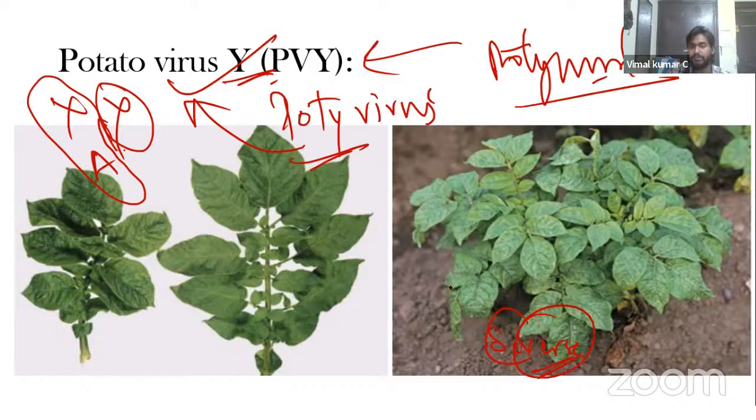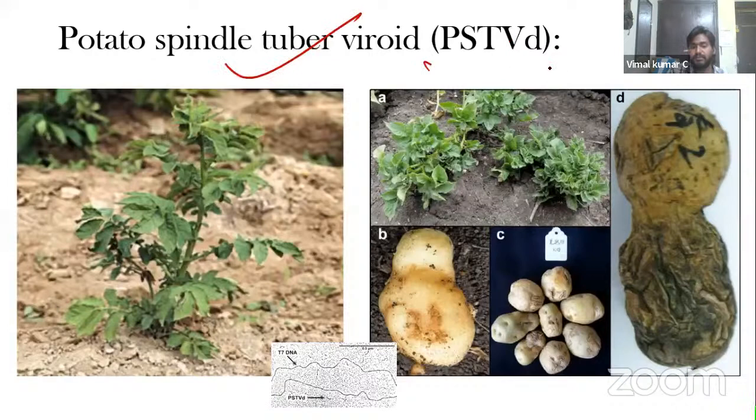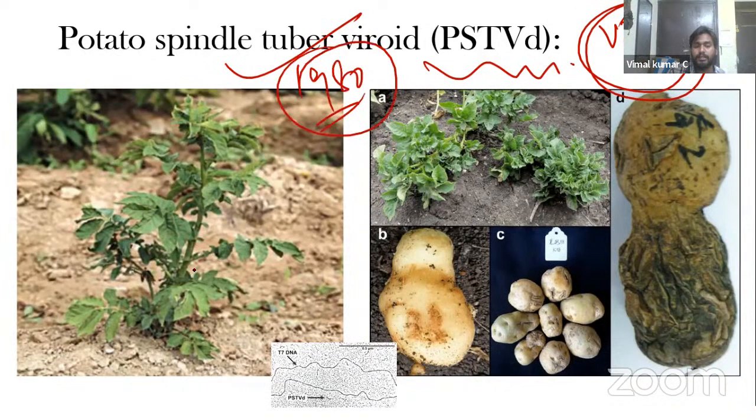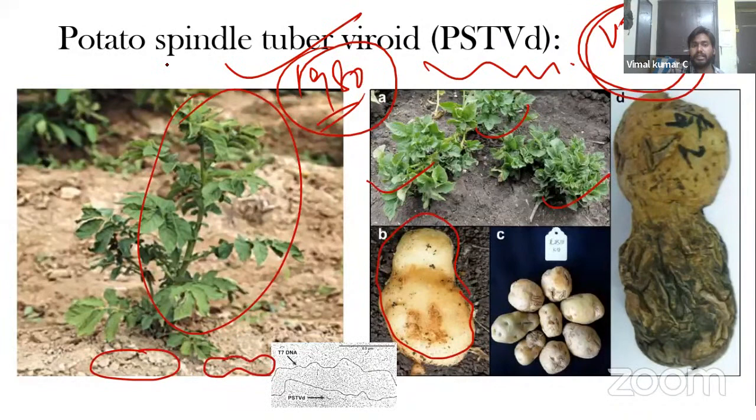Okay, then potato spindle tuber viroid, right? So this is a viroid disease, identified in the 1980s. If you take out the plant, it will be highly stunted, just like a virus. But how I can identify this particular disease is mainly through the spindliness of the tuber. The tuber will be like a dumbbell shape. That's why it is called spindle tuber viroid.